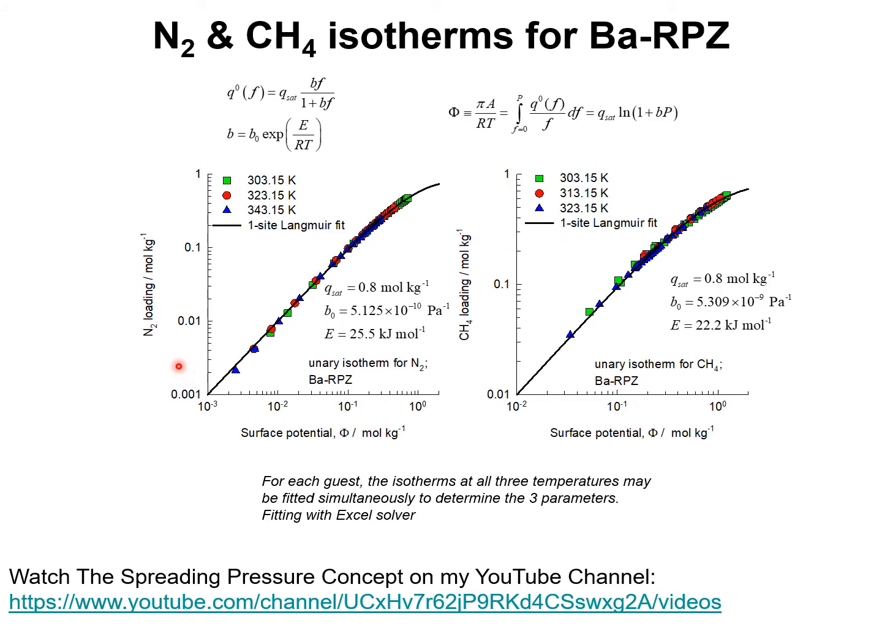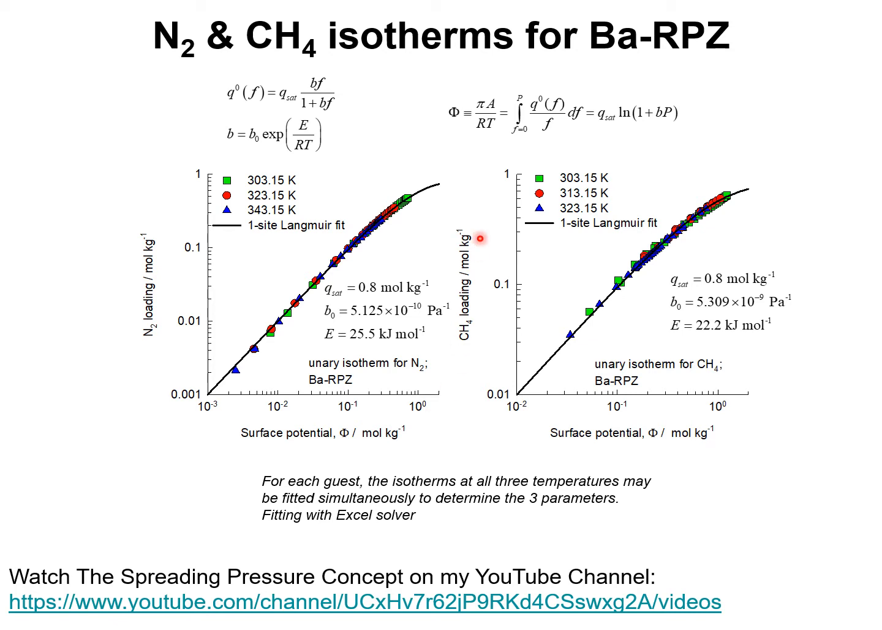For each of the guest species, nitrogen and methane, the experimental data at the 3 different temperatures can be fitted with a single-site Langmuir model, where the Langmuir parameter B is taken to be temperature dependent with the form shown here. B equals B naught times the exponential of an energy parameter E divided by RT. The data at the 3 different temperatures are plotted here, in which the molar loadings are plotted against the surface potential, and the surface potential is a proxy for the spreading pressure, and the expression for the spreading pressure is shown here.